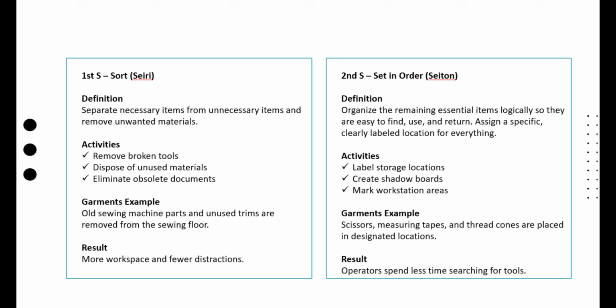Second is set in order or Seiton. Set in order means organizing the remaining essential items so they are easy to find, use, and return. Each item should have a fixed and labeled place. Activities include labeling storage locations, creating shadow boards, and marking workstation areas. In a garments factory, scissors, measuring tapes, and thread cones are placed in specific locations. The result is operators spend less time searching for tools.